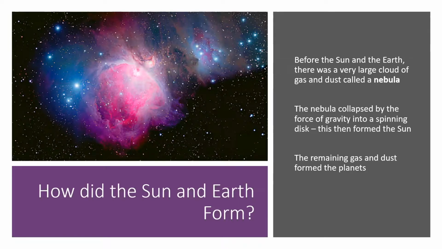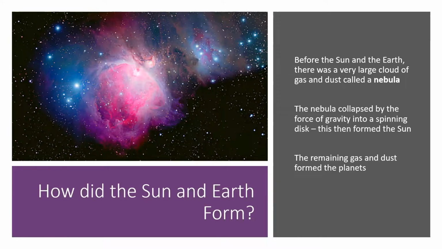So a nebula will collapse by gravity to form a star and planets. Okay, in our case, it formed our Sun, and the remaining gas and dust formed our planets. So that picture there is called the Orion Nebula. It's in the constellation of Orion.